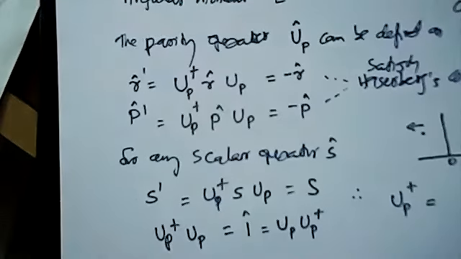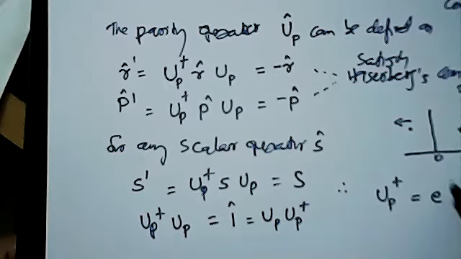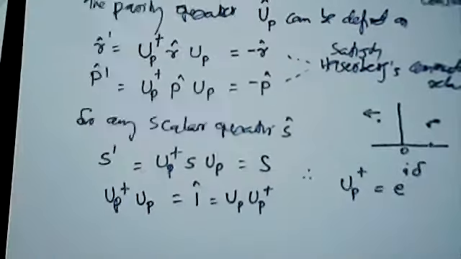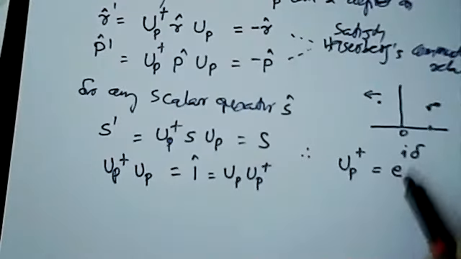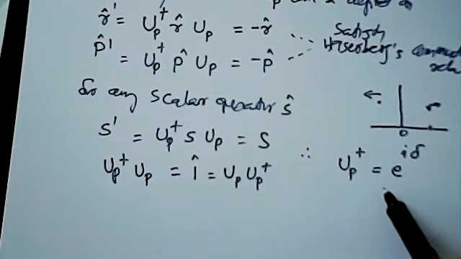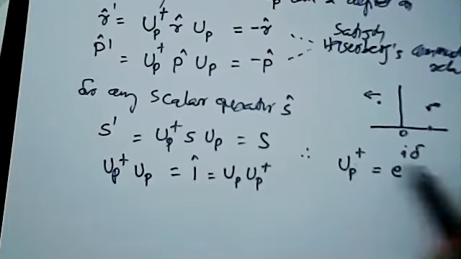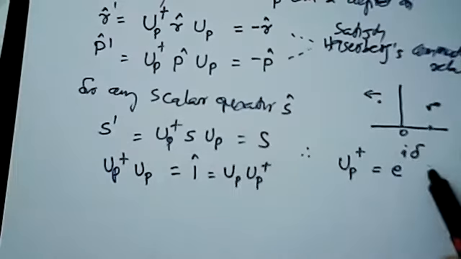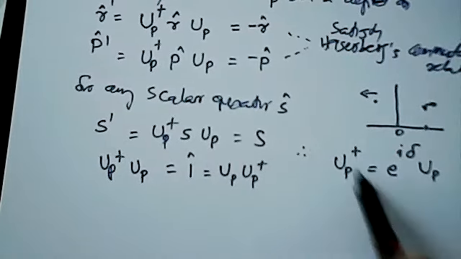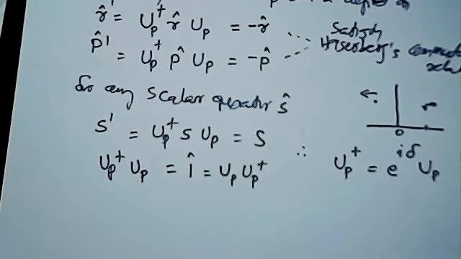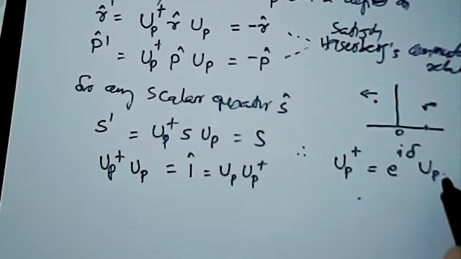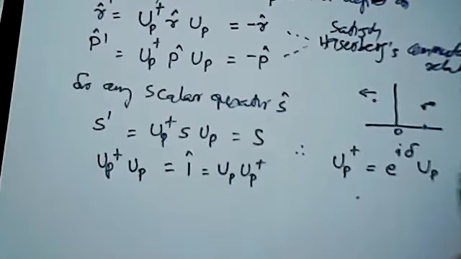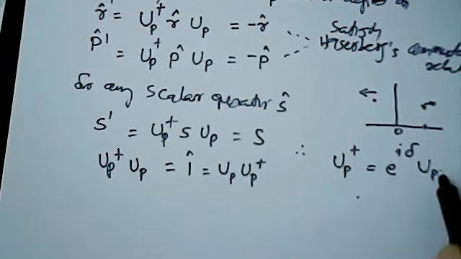as we did in the last topics, you can define this one as e to the power of i delta. Delta is a very small quantity, and this you can write as 1 plus x, like that you can expand. So UP dagger you can write as e to the power of i delta, then UP. So if you choose like this, all these will be satisfied. So if you choose like this, what is UP? You multiply on both sides with UP dagger UP.